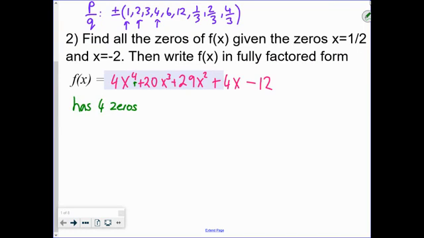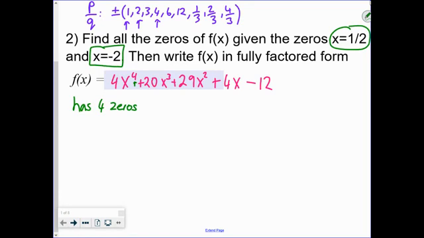And we would need to know 2 of them that we could divide out to be left with something quadratic, to find the last 2. Now, so often we would have had to guess and check to find those, but it would be very nice, we've been given 2. It's a good job we've been given that half. Probably would have taken a while to find that one. So we don't have to guess and check.